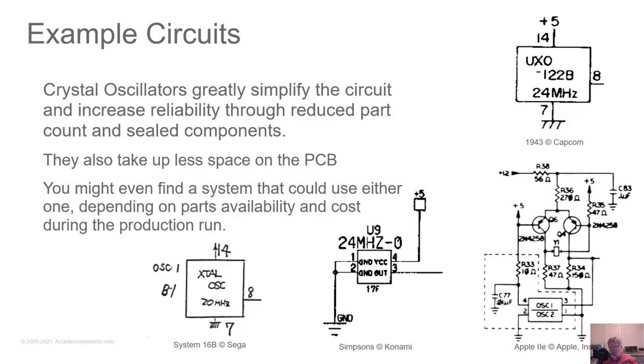And if you notice at the bottom right of this screen, we've got an Apple IIe schematic. And they had a section of the board set aside to where it could use the oscillator, or they could use the transistors and the crystal and the resistors. It just depends on what was available at the time they were doing the manufacturing and what the costs were.